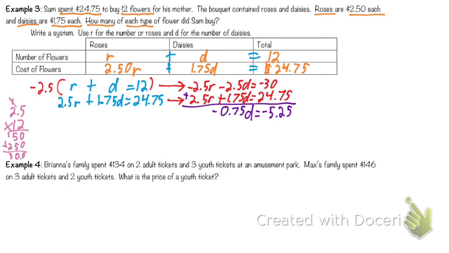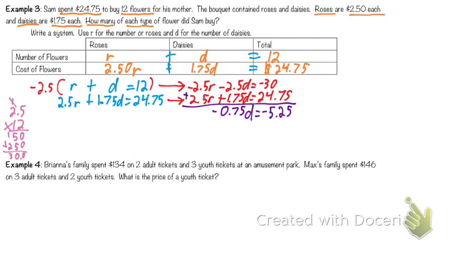I want you to, when you're checking, try to do some of the math in your head. I tried doing that and it slows me down. So, negative 0.75d equals negative 5.25. Could you always do this off to the side as well, guys? Yeah, you totally could. You can write it off to the side.